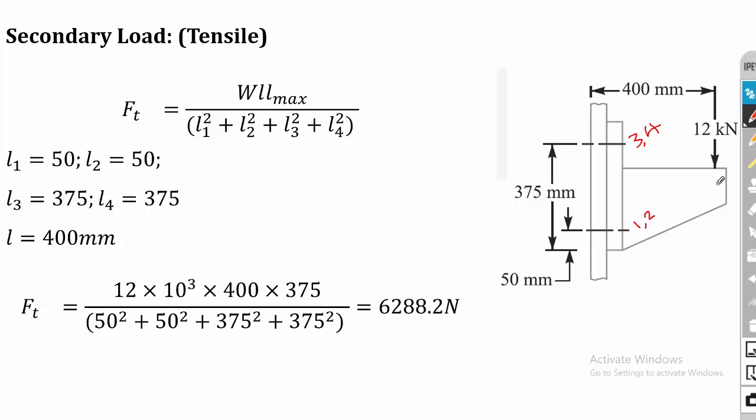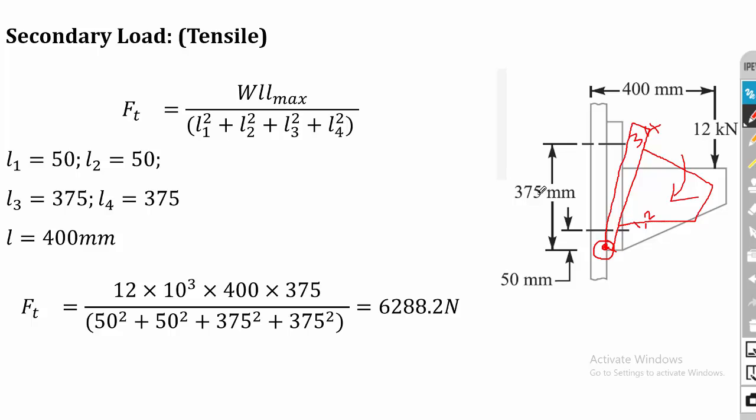So when the load is acting like this, then it will try to bend the system like this. So your column will be like this. So this point will be in contact. When the load is applied, it will rotate the column and your column will be in this position. So this point will be in contact. So this is your pivot point. So we have to calculate all the lengths from the pivot point.